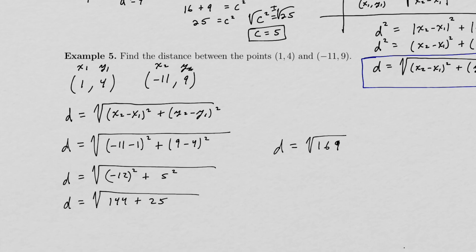So if you take the square root of 169, it turns out it's 13. 13 times 13 gives us 169. So in this case, the exact answer is going to be 13. Sometimes we'll say 13 units away, but you can just write 13, that's fine. So d, that distance, is equal to 13.